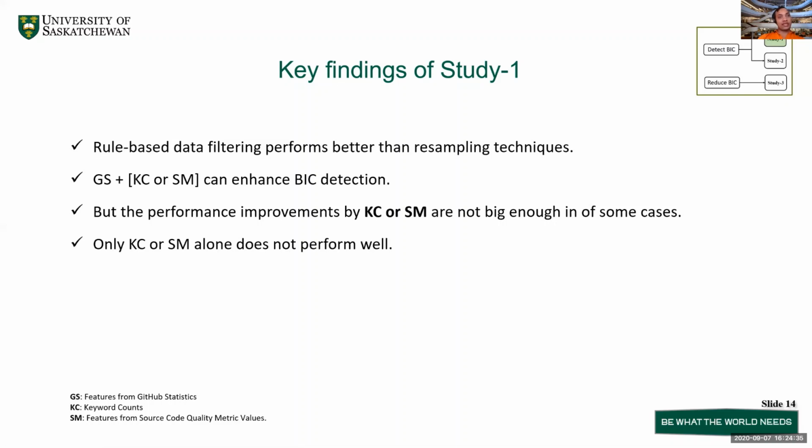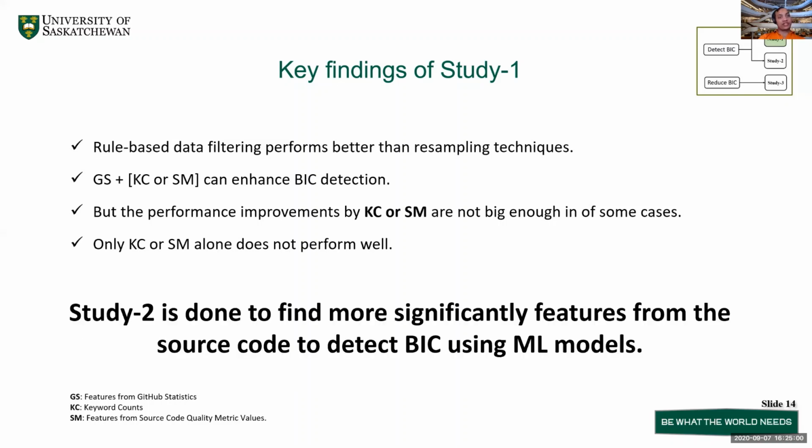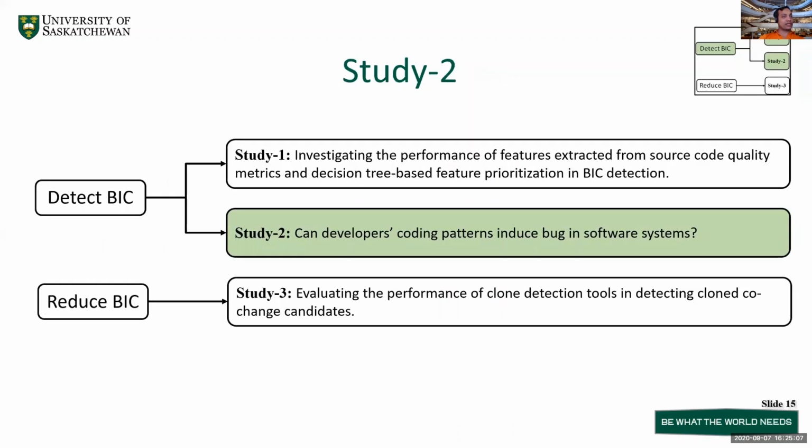But we also see that the improvement from the commit keyword count and source code meter based features is not much bigger, and also they alone cannot detect the bug inducing commits, which I found in our results. So we were motivated to do more investigation with source code related bug inducing commit detection and did our second study.